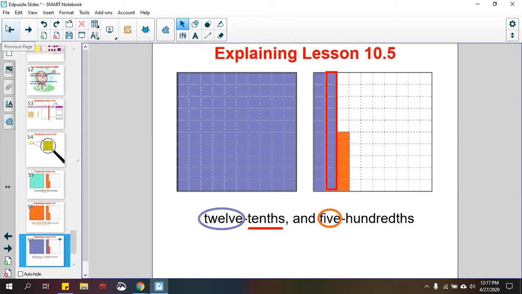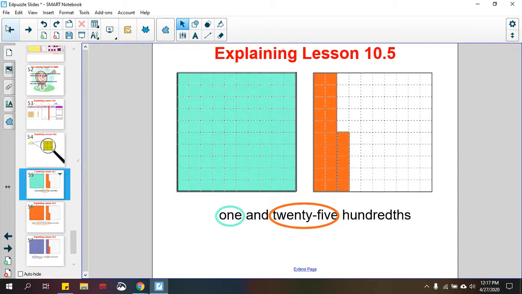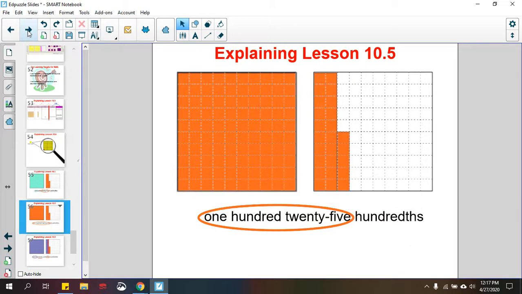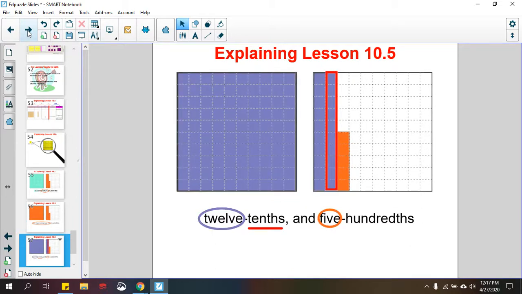Again, though, with all three of these pictures on these slides, they all have the same number of squares colored in. They all take up the same amount of space. They all stand for the same number. We're just looking at them differently.